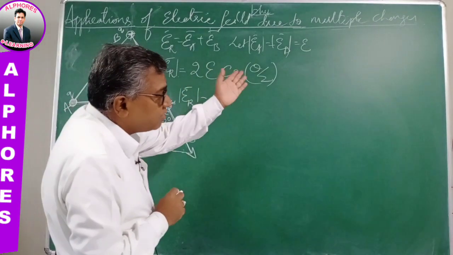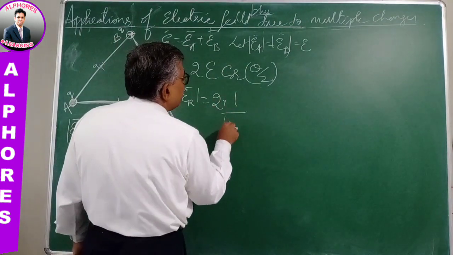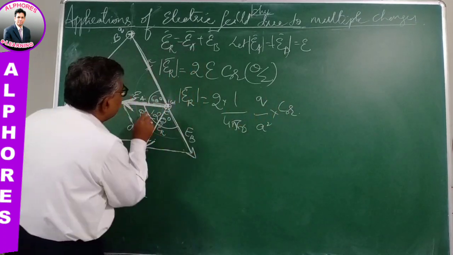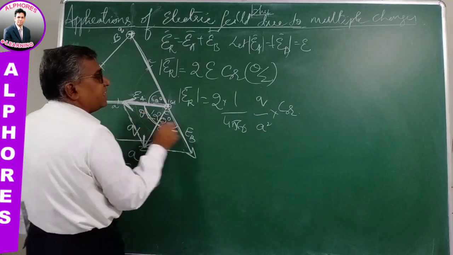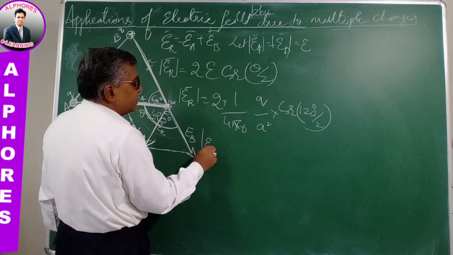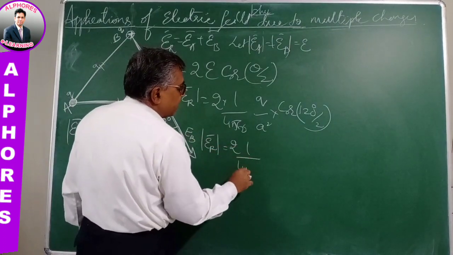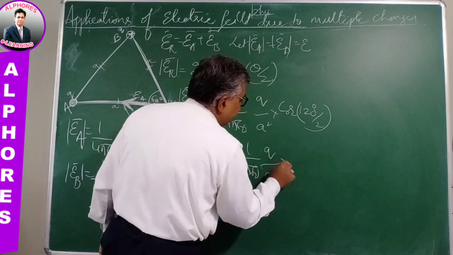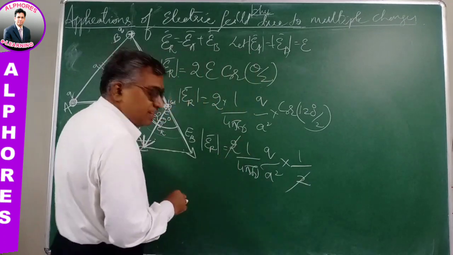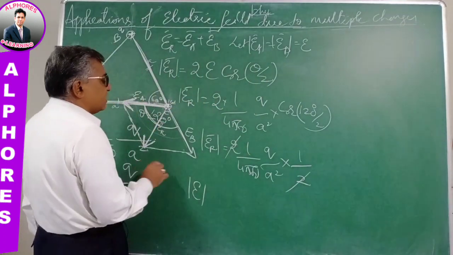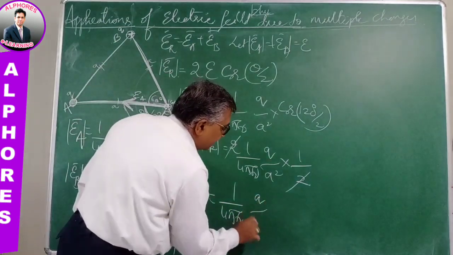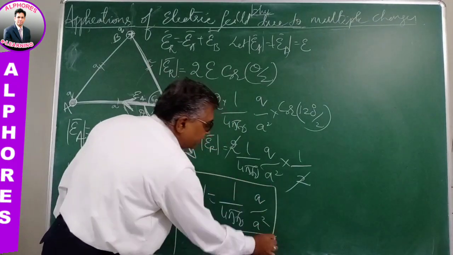What is E? Either of the magnitudes of A and B. It's 1 by 4 pi epsilon naught Q by a square times cos of theta by 2. Now the angle between these two vectors is 120 degrees. So therefore the magnitude of the resultant is 2 times 1 by 4 pi epsilon naught q by a square times cos 120 by 2, which is cos 60. According to trigonometry, cos 60 is 1 by 2, the 2 cancel. So the magnitude of the resultant vector mod E is 1 by 4 pi epsilon naught q by a square. This is the magnitude.